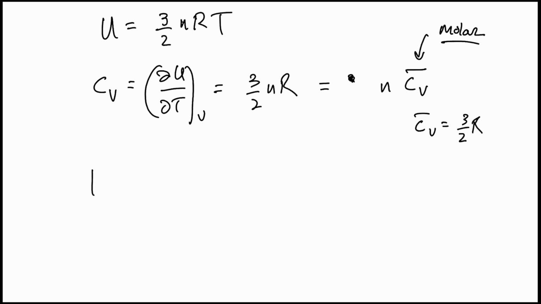Now, so what is H? It's U plus PV. So that's 3 halves nRT plus PV. But what is PV?